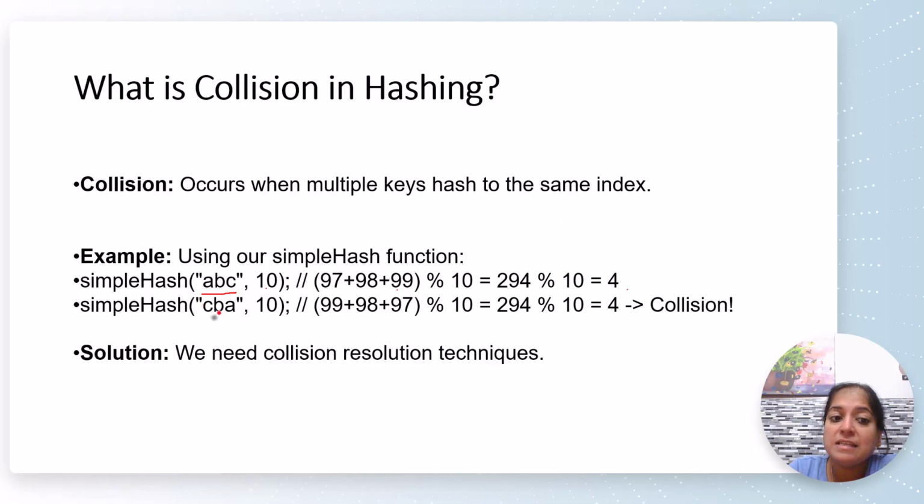Now another key is CBA. For this one also, we are going to get the same value, 294 modulo 10, which is 4. So this is a collision because ABC is already at index 4. So we cannot map another value CBA on the same index. Whenever there is a collision, we need to apply some collision resolution techniques.